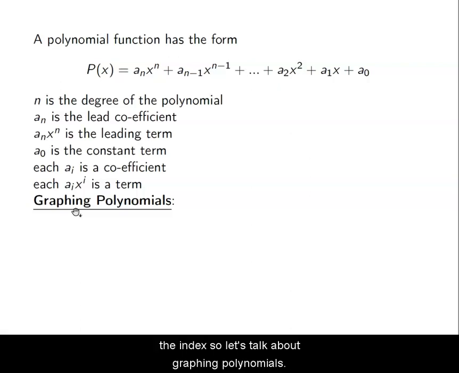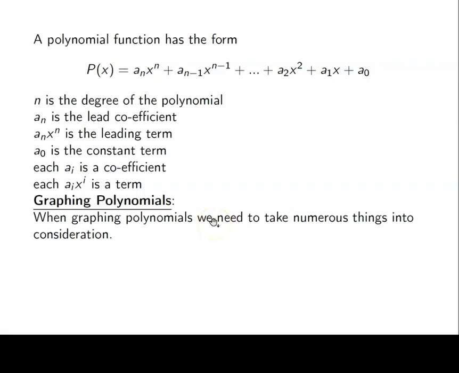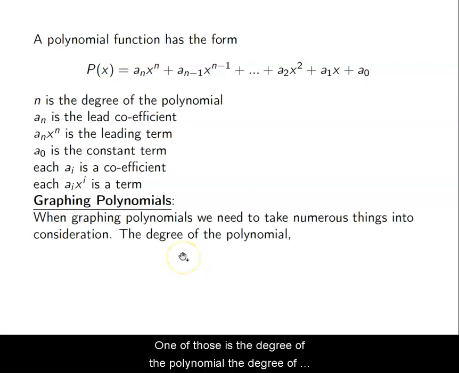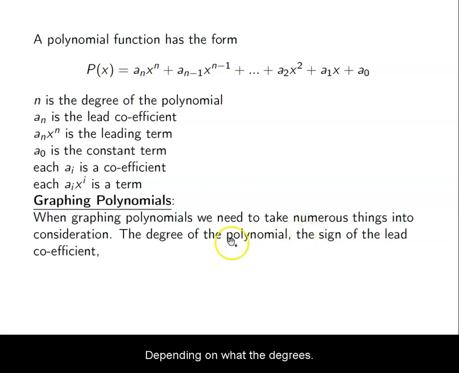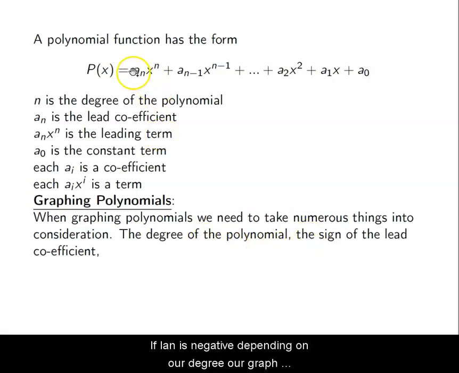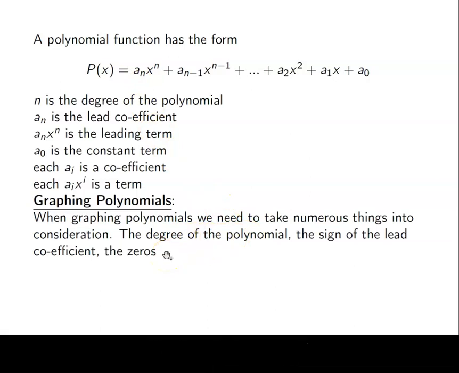So let's talk about graphing polynomials. When we're graphing polynomials, we have to take a lot of things into consideration. One of those is the degree of the polynomial. The degree of the polynomial tells us what the general shape is. We need to know what the sign of the lead coefficient is. So if a_n is positive, our function looks like one thing, depending on what the degree is. If a_n is negative, depending on our degree, our graph looks like something else.